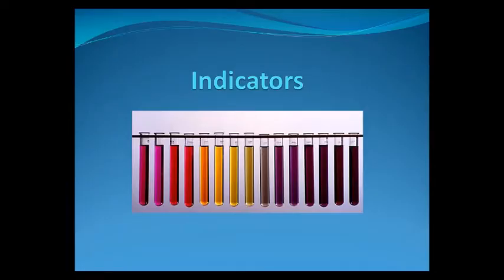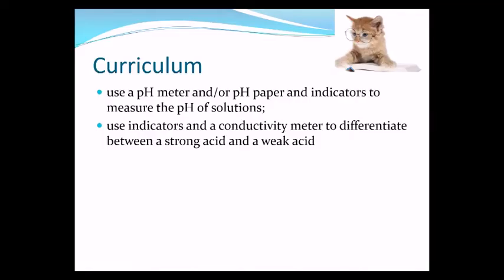Okay, so we are going to do a lesson on indicators here, and we're going to try a lab. We'll see how it goes. I'm going to do the lab myself, and then you're going to try to get the answers from the lab. So we'll try it out. Use a pH meter and or pH paper and indicators to measure the pH of solutions. That's what we're going to do. And use indicators and a conductivity meter to differentiate between strong and weak acids.